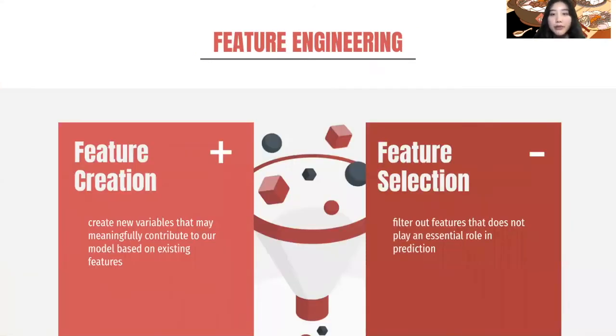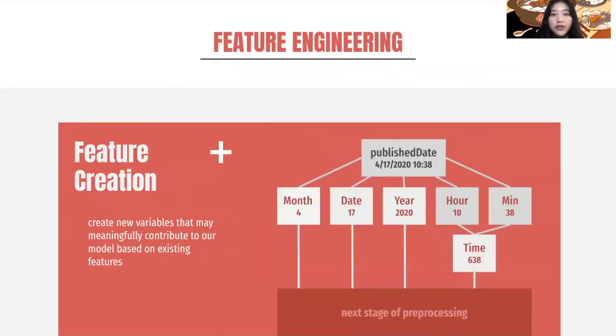In pre-processing, we went through feature creation and feature selection. Simply speaking, by doing feature creation, we create new variables that meaningfully contribute to the model based on the existing ones. For example, here is a variable called publish date, which contains a time tag for a video. The information is kind of mixed up, so we separate it into several new features.